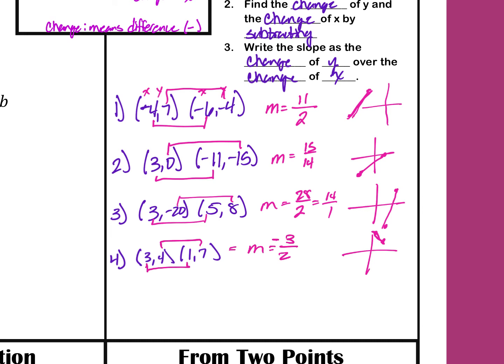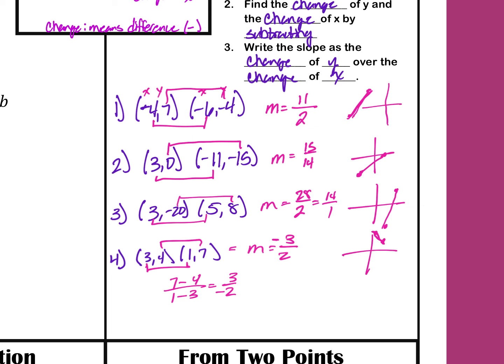So it's negative. How's that negative? If I do this difference, it would be 7 minus 4 over 1 minus 3. So that's 3 over negative 2. Does that make sense?